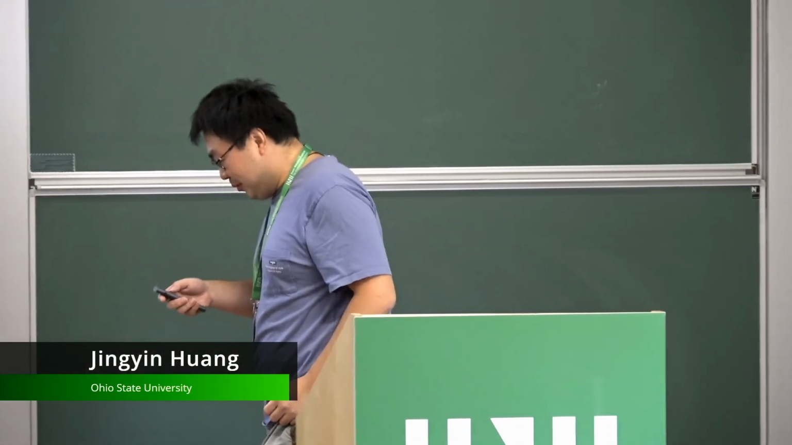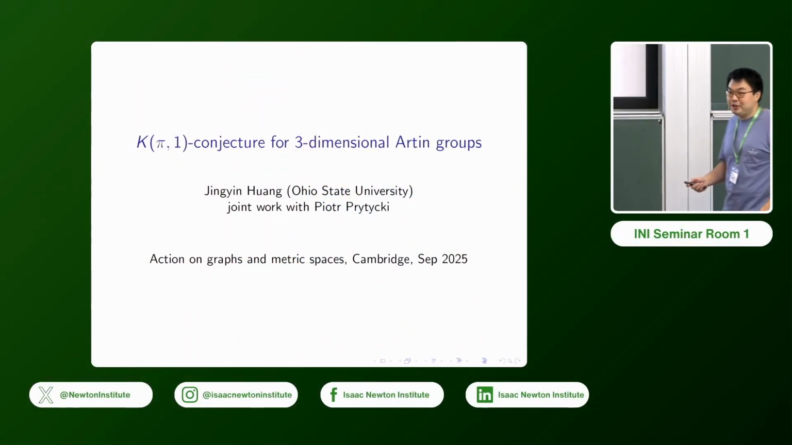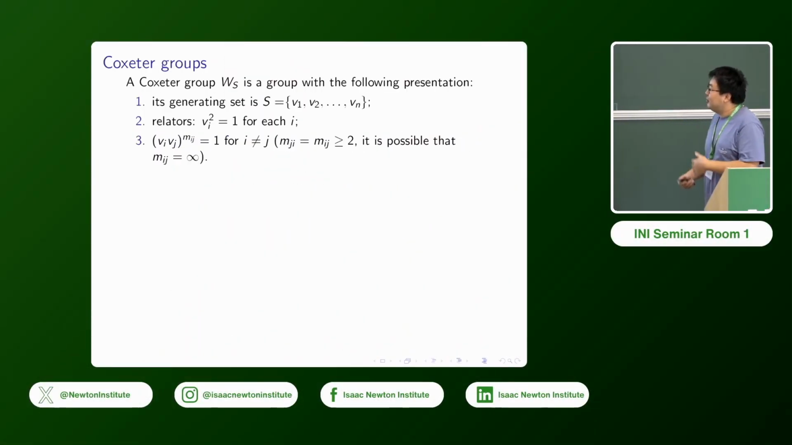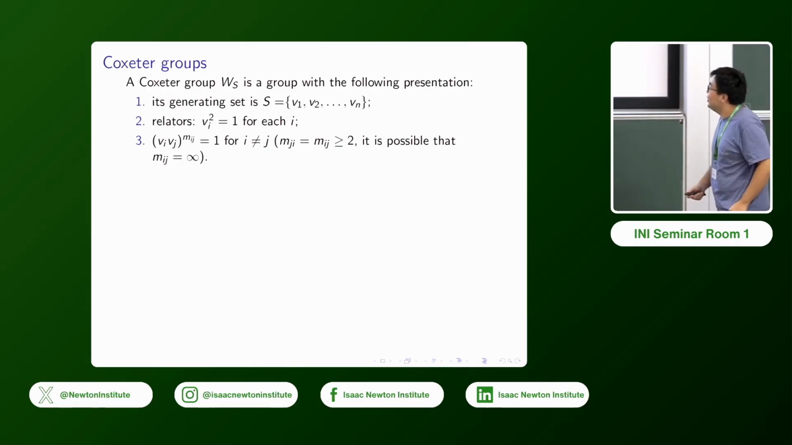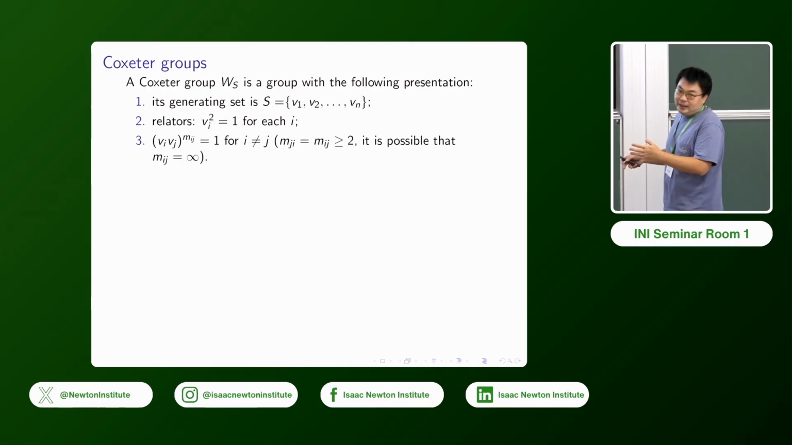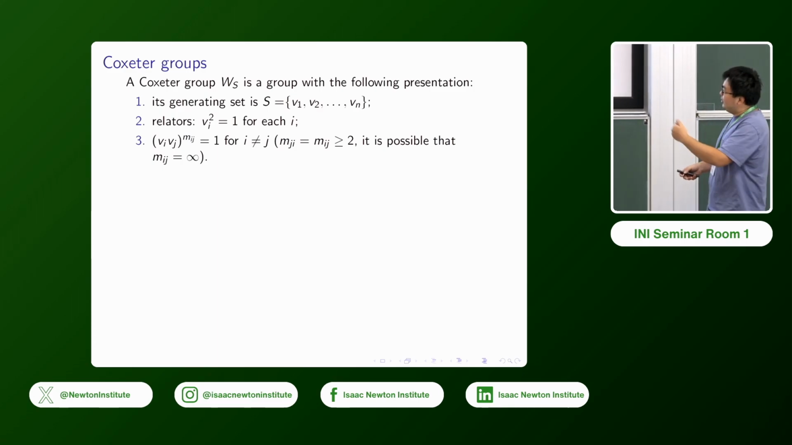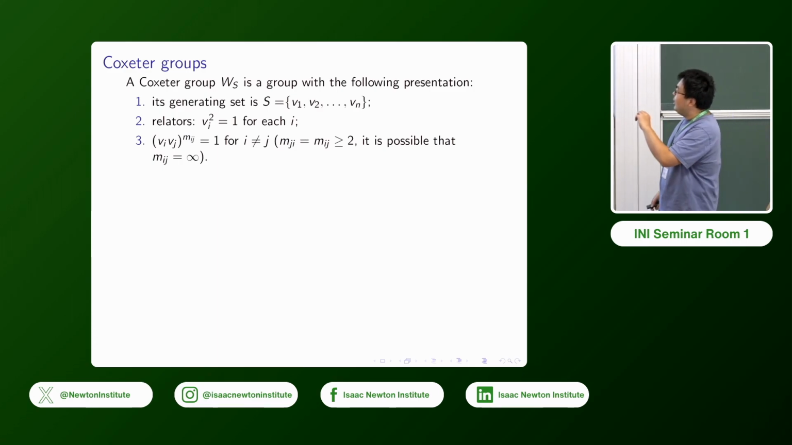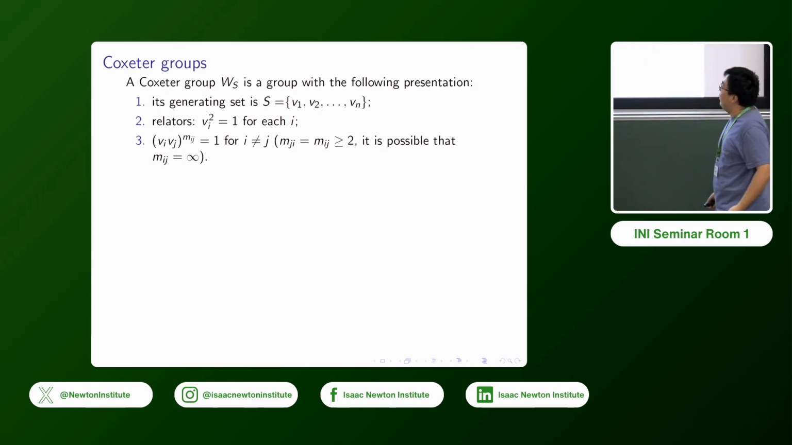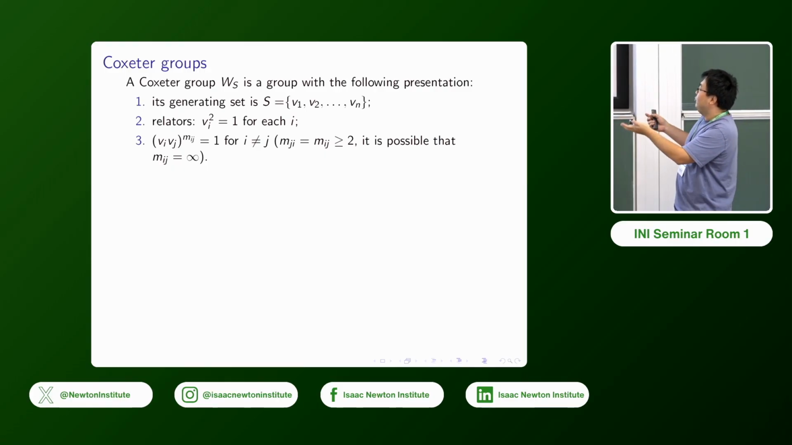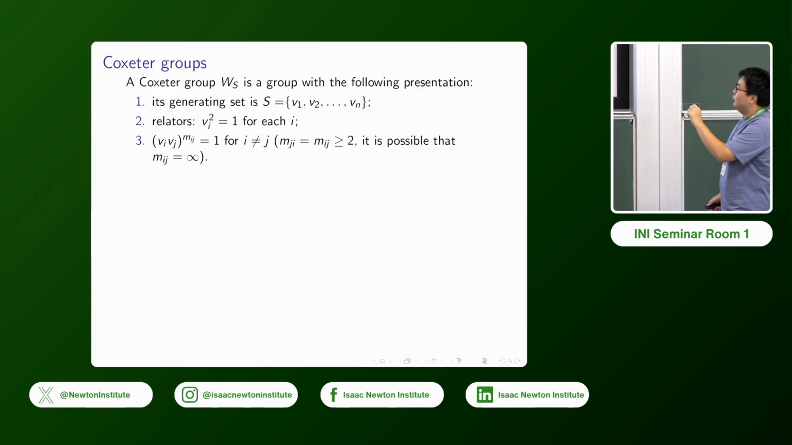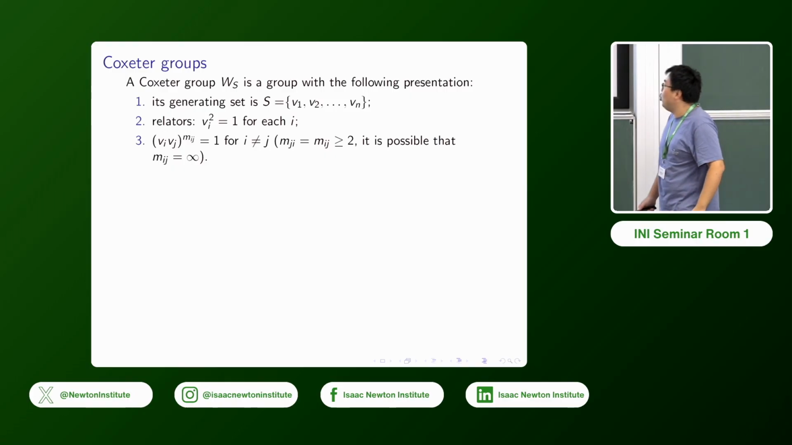So maybe I start by reminding you some definitions. Okay, so I start with Coxeter group. Recall that a Coxeter group is a group with the following representation. I have a finite generating set, and there are two kinds of relators. First, I demand that each generator has order 2, and second, for each pair of generators vi and vj, with vi not equal to vj, we have this other kind of relator, which is (vi vj) to the power mij equal to 1.